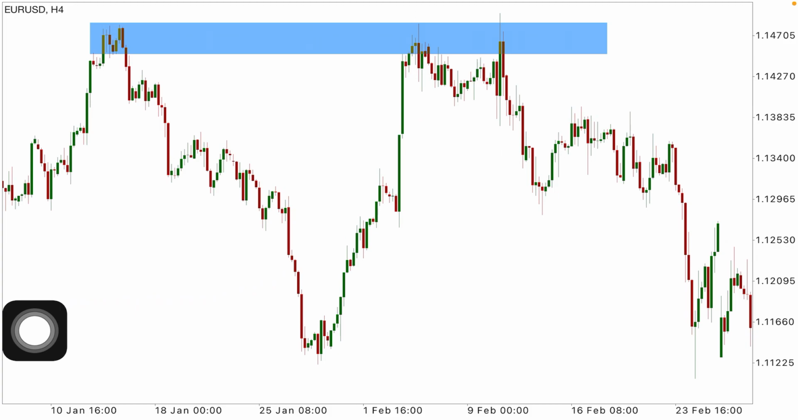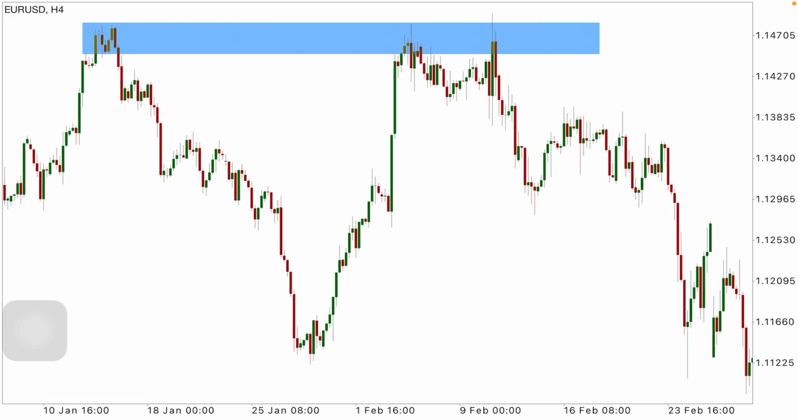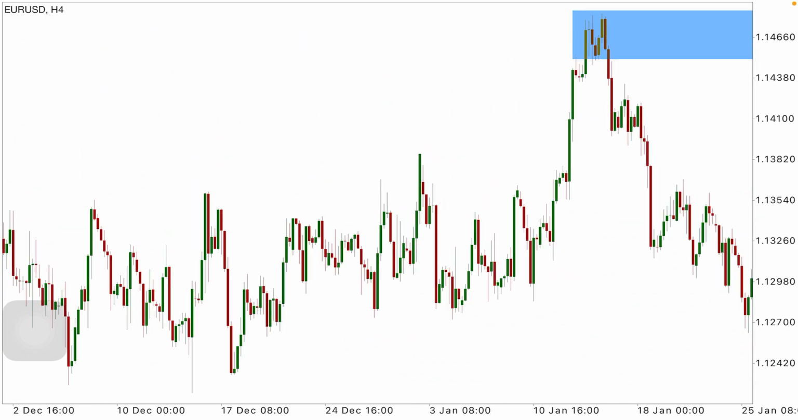Demand and supply can also be called bullish order block and bearish order block. So a bearish order block is known as supply zone, while a bullish order block is also known as demand zone. Now let me show you an example of a bullish order block.